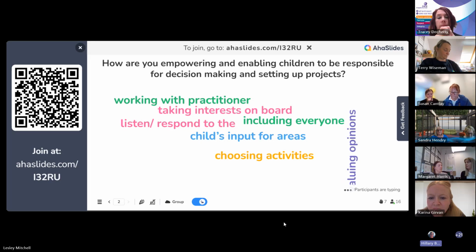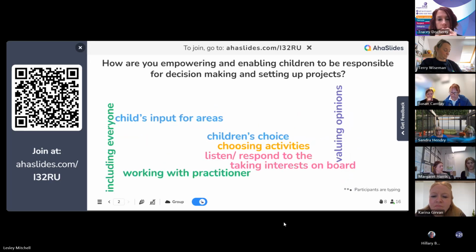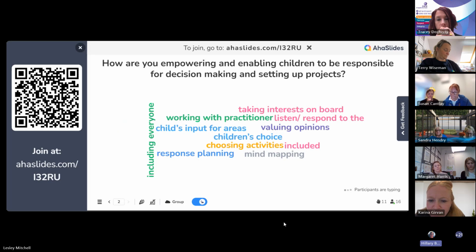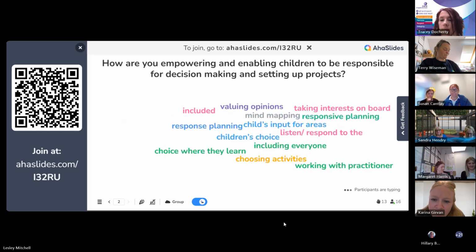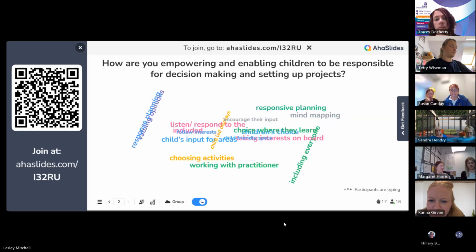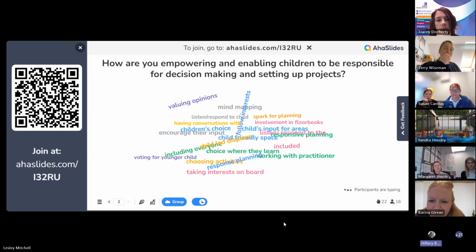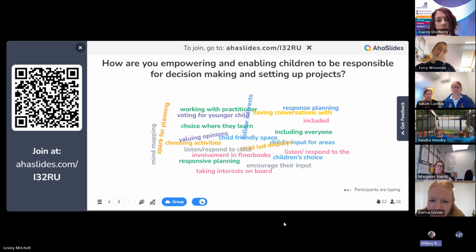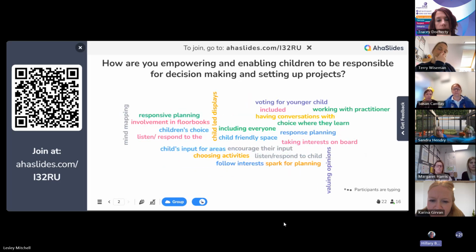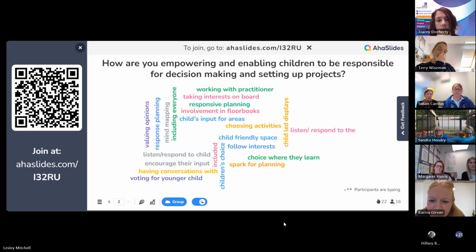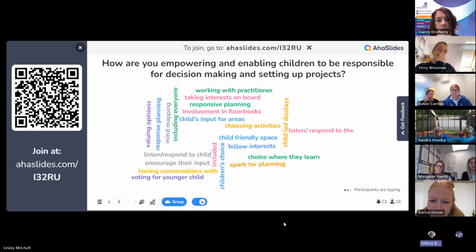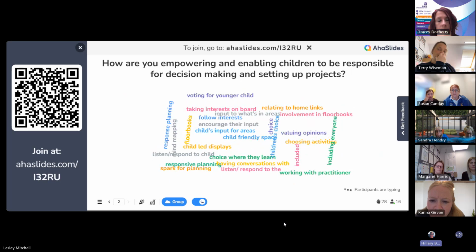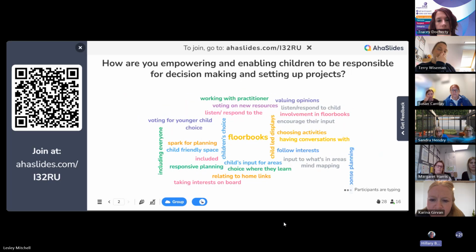Value and opinions, including everyone. Taking interests on board. Children's choice. What else do we have? Oh, loads now. Spark for planning. Voting for younger children, and that's interesting, because we're going to go on to look a bit more closely at the youngest age group of children later in the session.